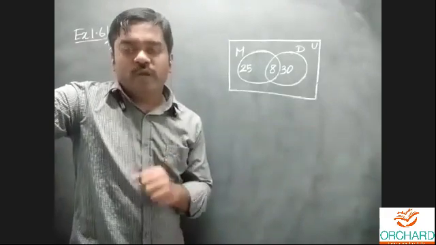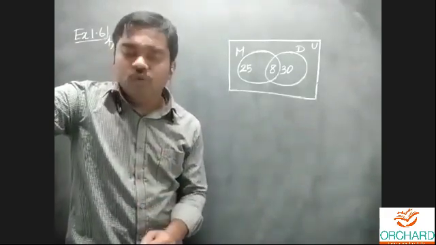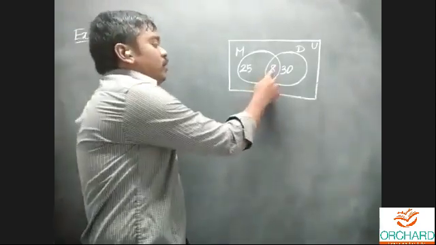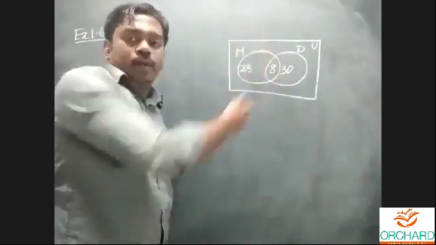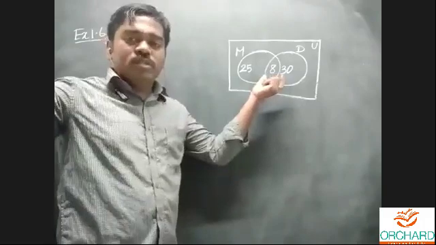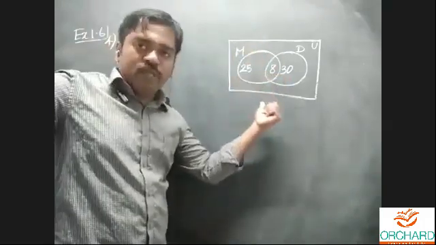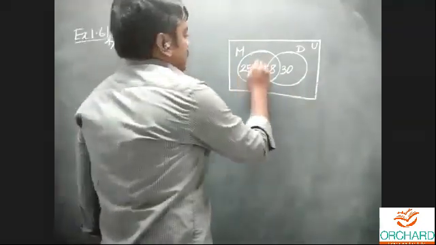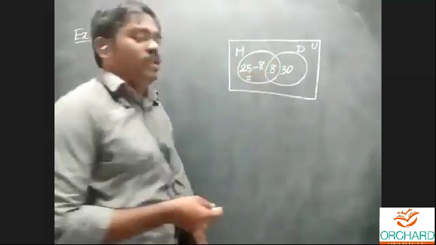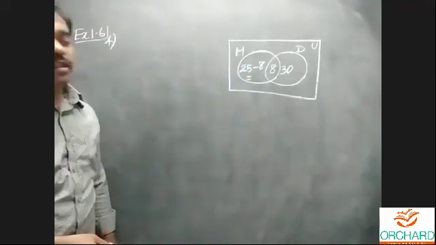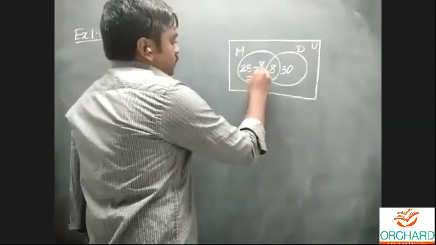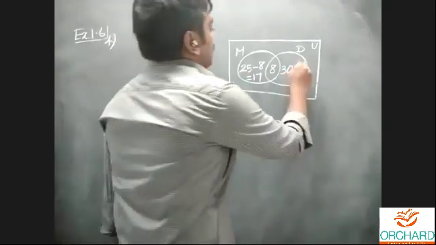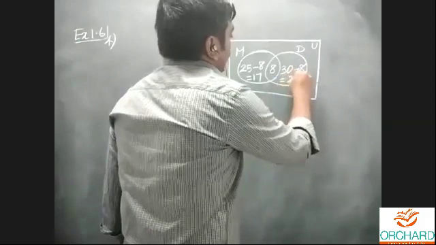Here you want to find how many of them participate only in music. The 8 of them participate in both music and drama. What is the problem? Only those 8 students, because they participate in music and also in drama. That's why you remove the 8 students from music. Simply subtract: 25 minus 8 is equal to 17. And next, 30 minus 8 is equal to 22.